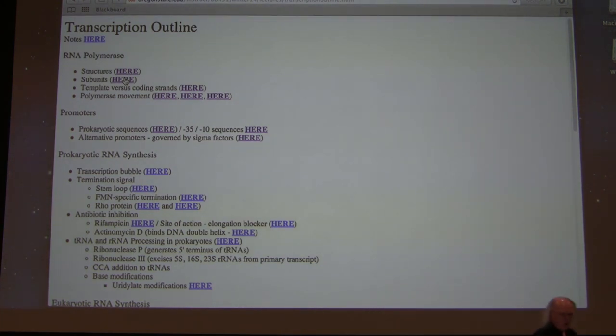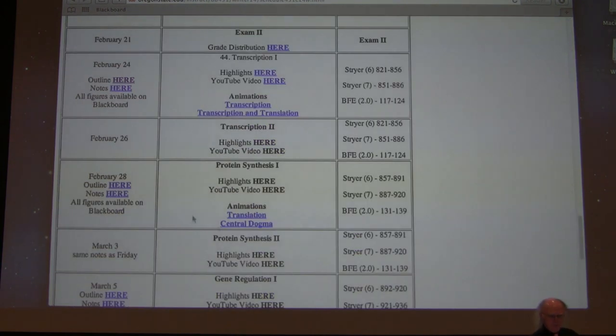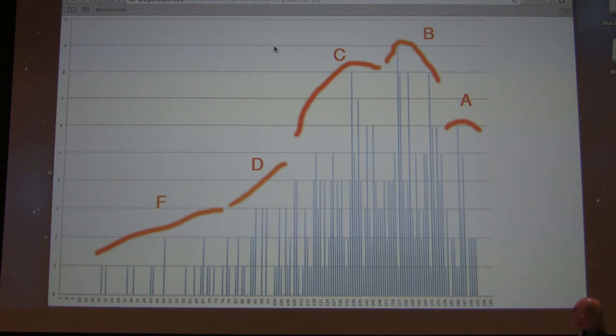Okay. I did post a grade distribution. If you haven't seen it, there it is. And if you have questions, of course, come see me. That's the sum of the scores of the first two exams. So add your two scores together, and you can see exactly where you stand. At least I see a few people smiling.